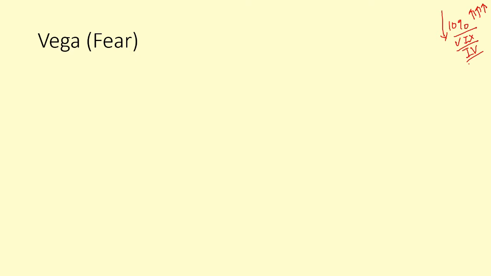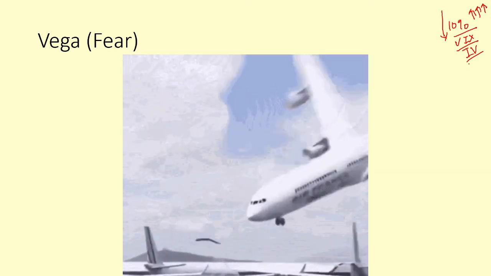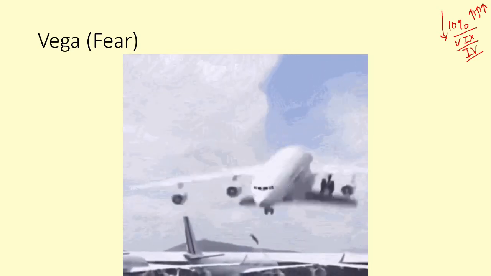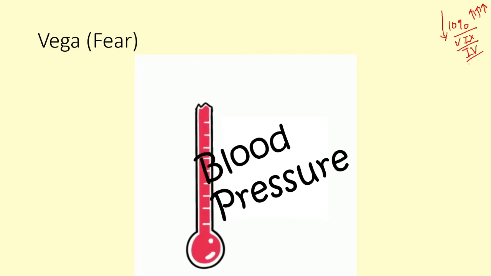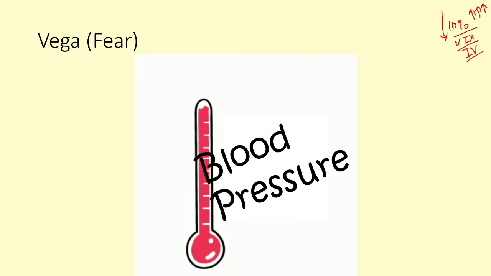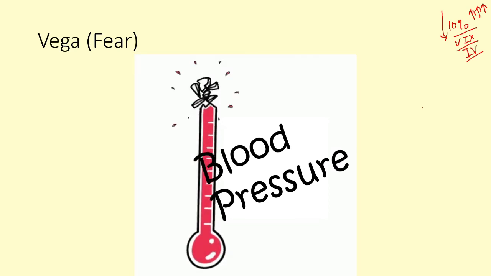Let's understand this by an example. Suppose you are on a plane and the plane goes crazy like this, like behind a bird. What will happen to the blood pressure of all the passengers inside? It will just shoot up through the sky, right? So this is called VIX, and whenever the fear is very high, it's going to shoot up the blood pressure, and probably cause big problems for you.